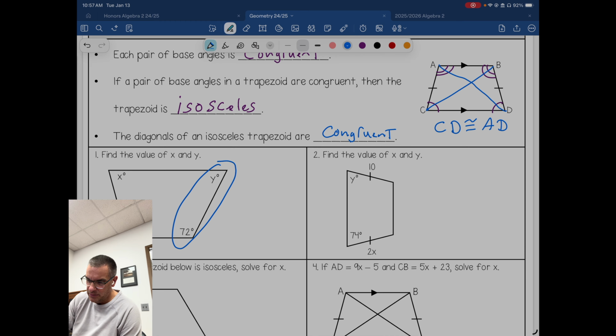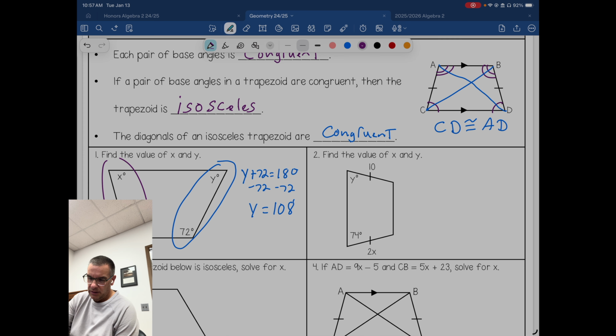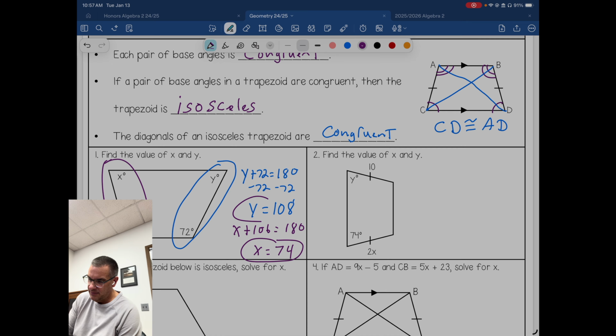So in a trapezoid, the two non-base angles, that pair, those are going to add up to 180 degrees. So y plus 72 has to equal 180. Subtract 72 from both sides and get y is equal to 108. Well, it also has to happen over here. X plus 106 has to be 180. Subtract 106 from both sides, and you get 74.